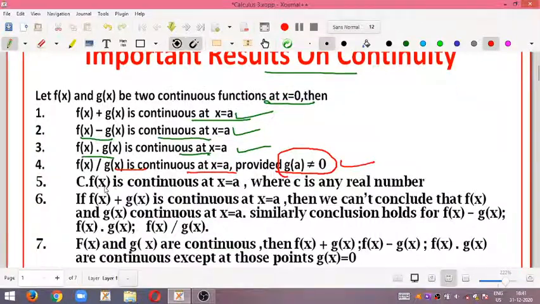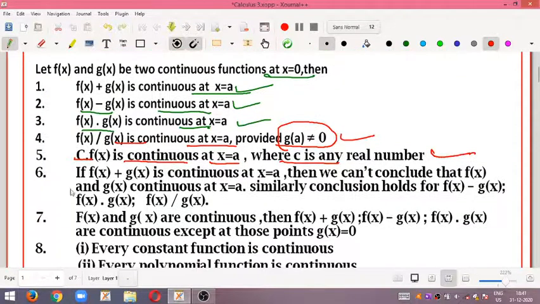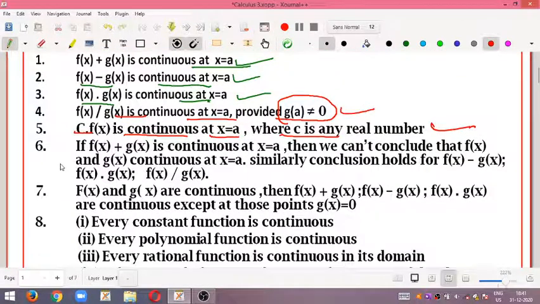Next, any continuous function multiplied by a constant is also a continuous function. Already f of x is a continuous function; multiplied by a constant c at a given point, it is also continuous, where c is a real number.